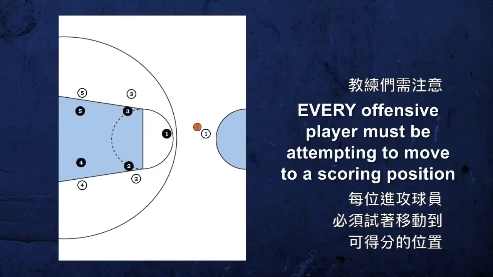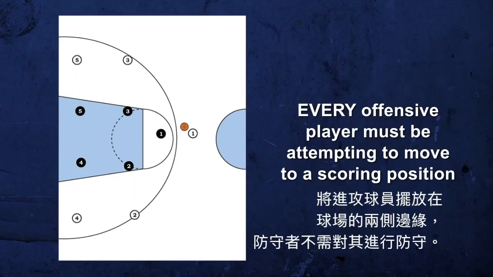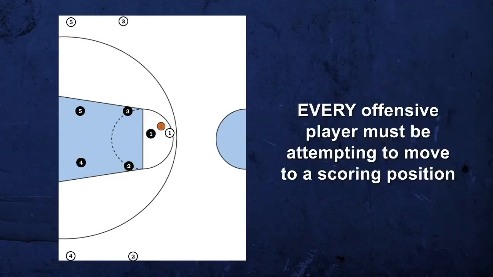Coaches are reminded that every offensive player must be attempting to move to a scoring position. To place players at the extreme edges of the court goes against the spirit of youth basketball, and the defense is not required to chase their players out there.